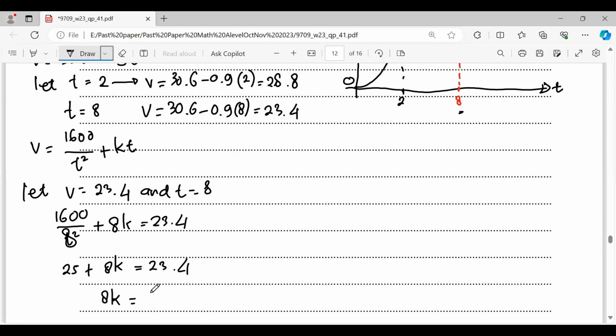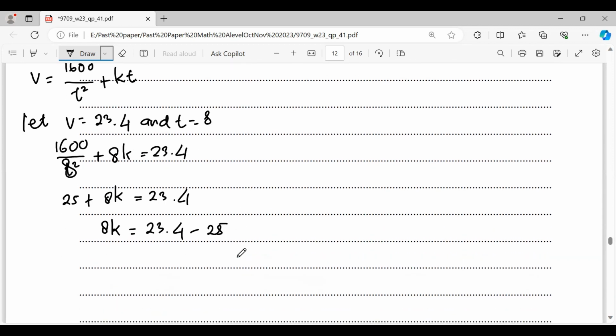So 8k equals 23.4 minus 25. 8k equals minus 1.6. So k equals minus 1.6 over 8, which is minus 0.2.